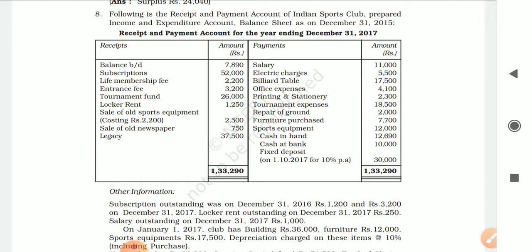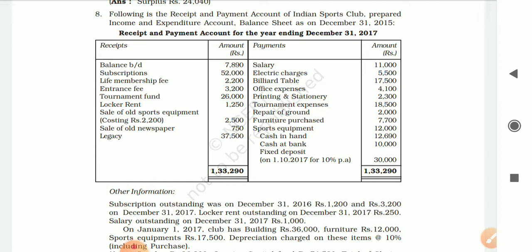On January 1st, 2017, the club had building rupees 36,000, furniture rupees 12,000, sports equipment 17,500. Depreciation charged on these items at 10%, including purchases. Okay, children, nowhere have they mentioned capital fund. So, in order to find out capital fund, we have to prepare the opening balance sheet also.